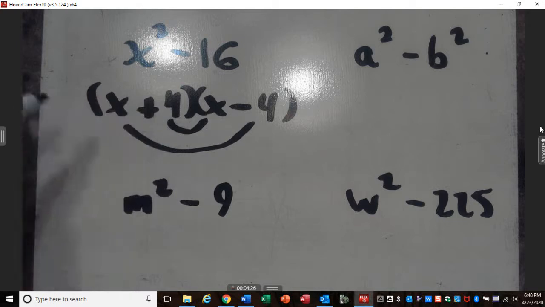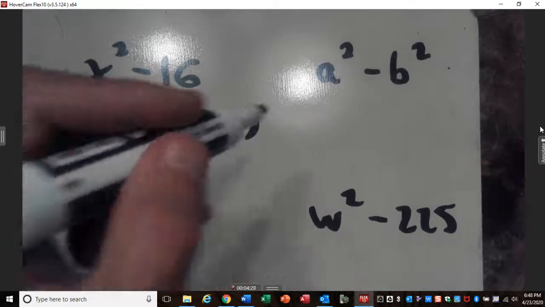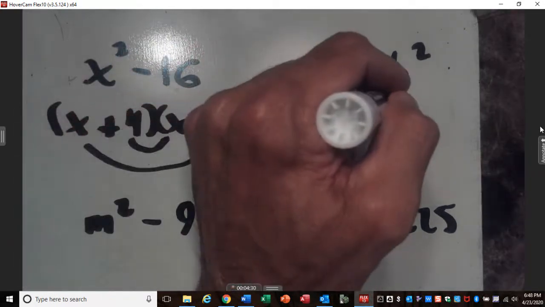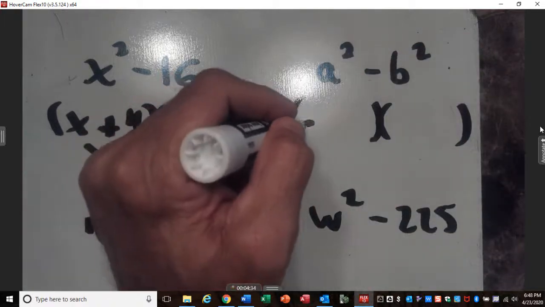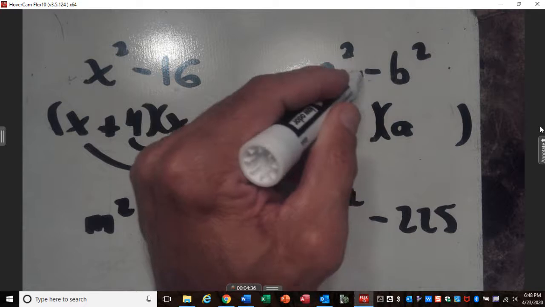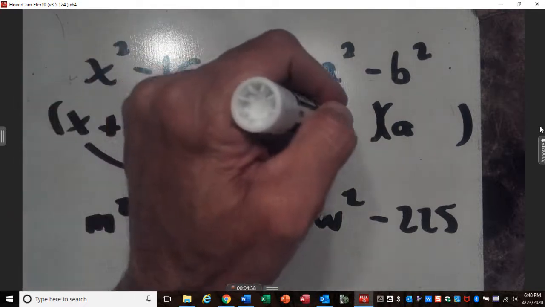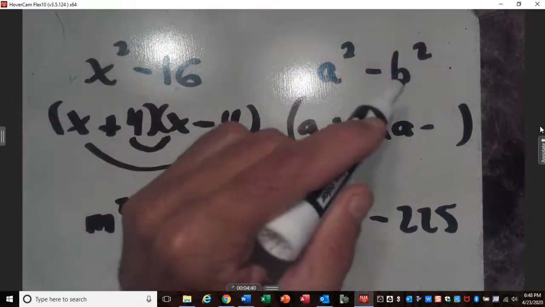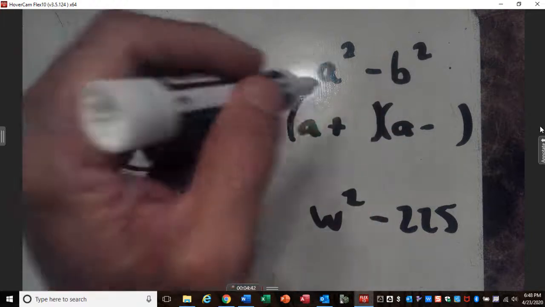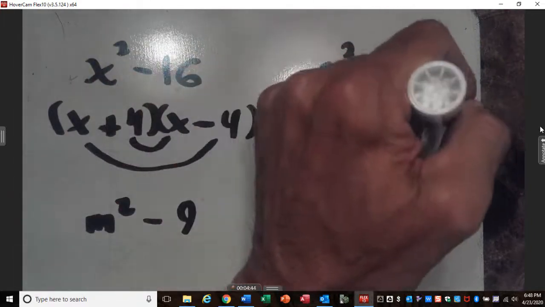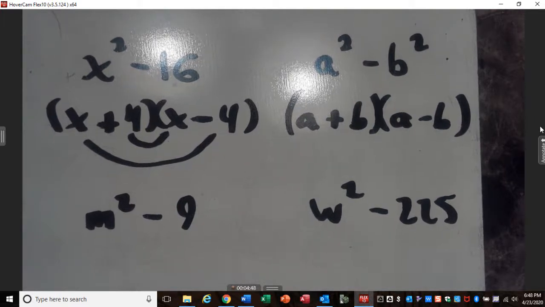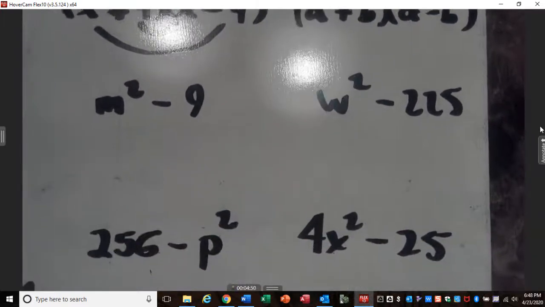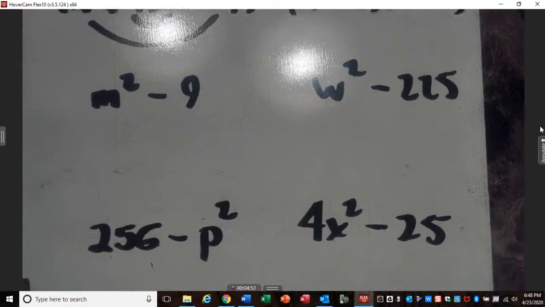So this is a special type. Okay, a squared minus b squared, we can just bust these out. Once you get the hang of it, it's going to go really fast. So a squared is going to be a and a, minus sign here, so opposite signs, plus and minus. And then b squared, when you take the square root of that, it's just b and b. A plus b, a minus b. And this is what's called the difference of two squares. Okay, this is right off the notes.